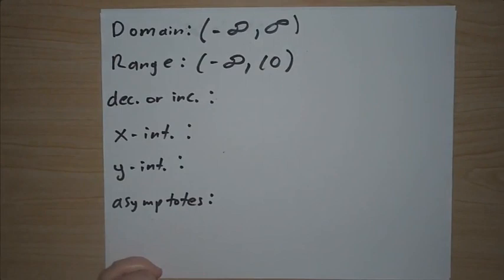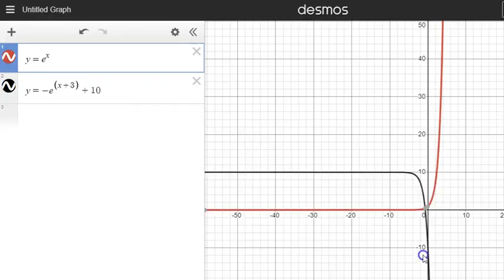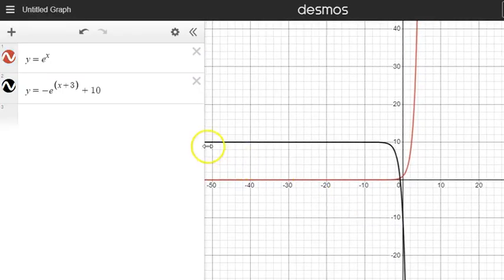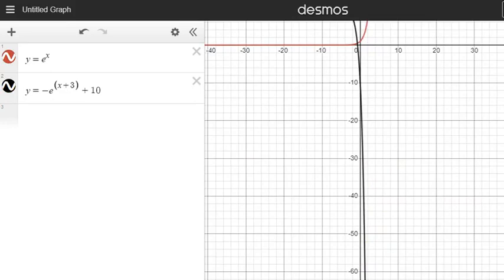Next, we'll look at whether it's decreasing or increasing. We see that when we go left to right, our function gets more and more negative, so it is decreasing.